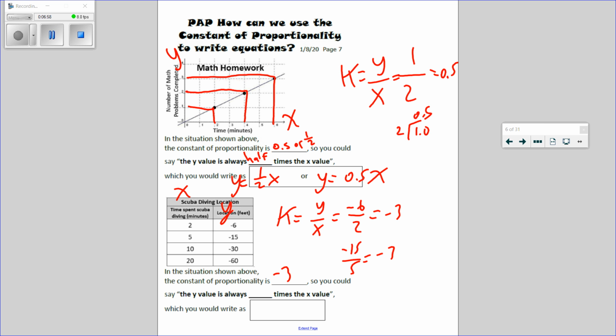But what does that mean? Explain its meaning. It's -3 feet per minute. So you could say that the y value is always -3 times the x value. So you could write the equation as y equals -3x.